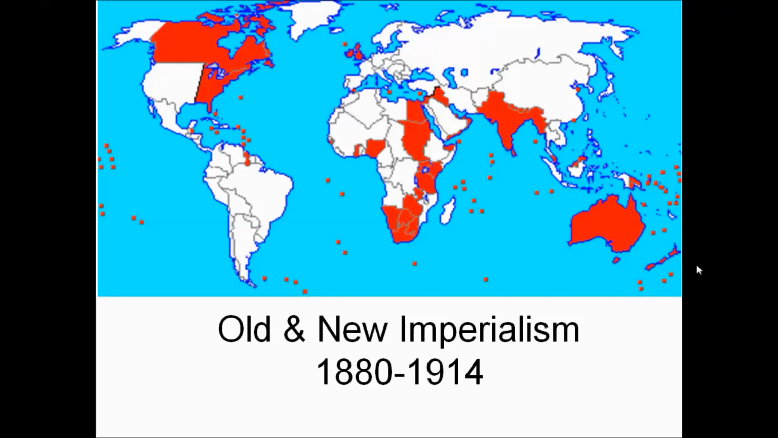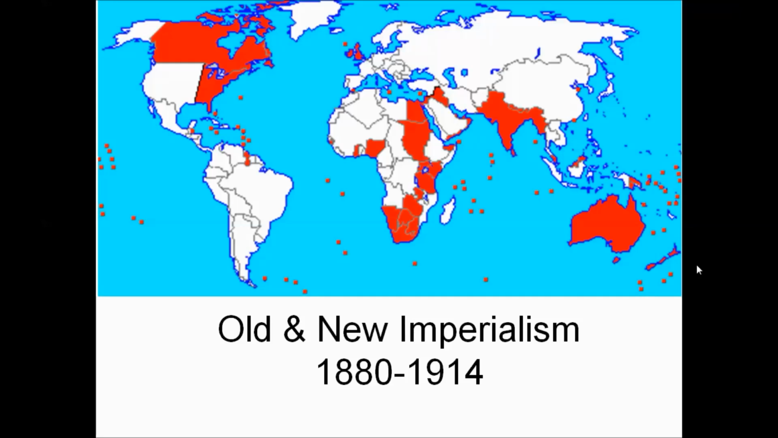The difference between old imperialism and the new imperialism that's going to develop from 1880 to 1914. So the dates that are on the screen are for new imperialism, which ranged from 1880 to 1914, and essentially stops with the start of World War I.